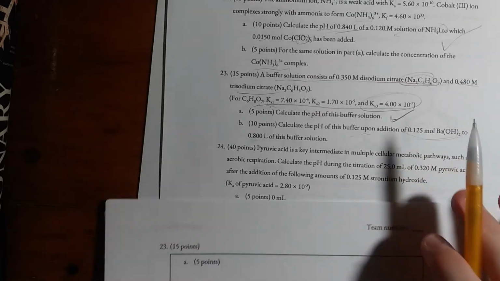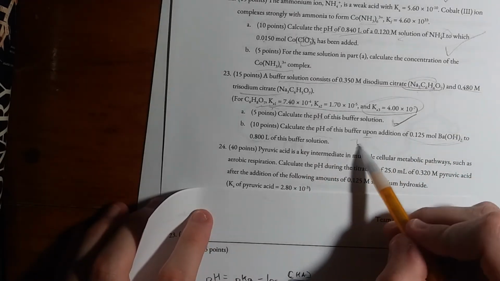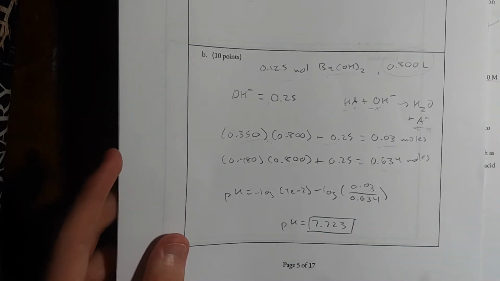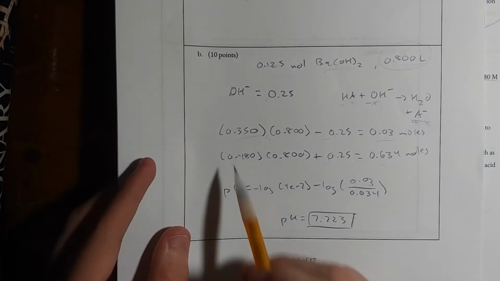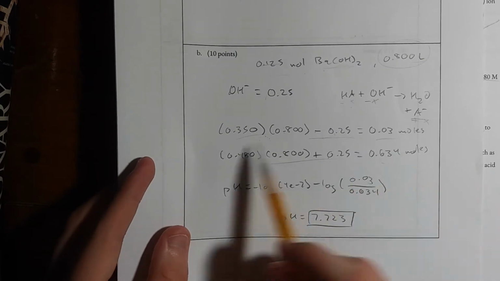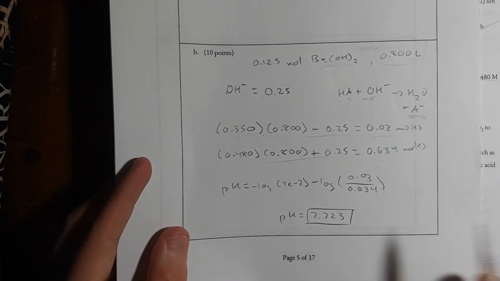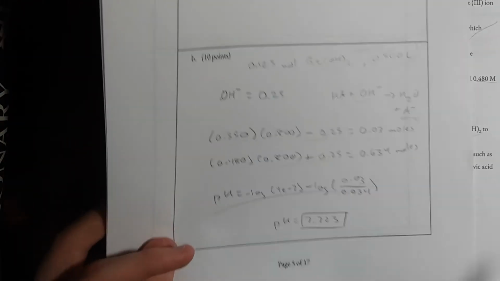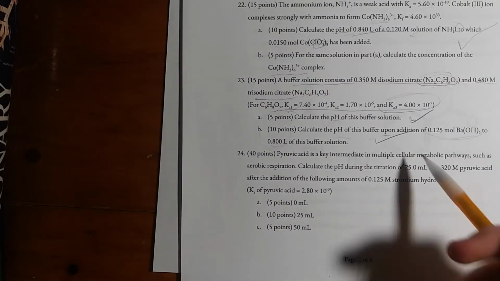So they asked the pH of the buffer solution. That was just a simple application of Henderson-Hasselbalch. Then they asked for the pH again, but this time after we've added some hydroxide, which is the point of a buffer, that you can add hydroxide and the pH doesn't change by that much. We do that by finding the final moles of both through simple stoichiometry, and then doing another Henderson-Hasselbalch to find the final pH. That's good. This is really good practice.